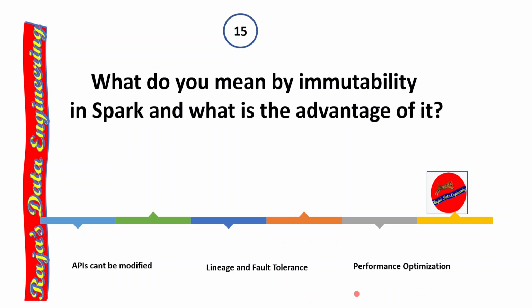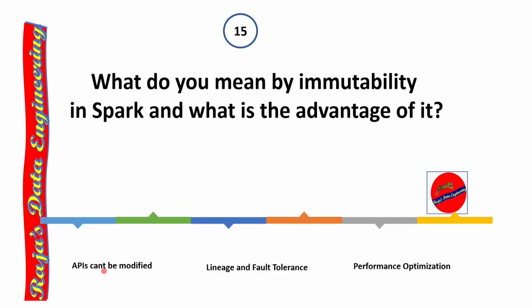Moving on to the next question, what do you mean by immutability in Spark, and what is the advantage of that? For this one, I already talked about this. This is also one of the generic questions. So immutability means the data structures cannot be modified within Spark. Let's say we have a data frame or RDD, and we apply a certain transformation on top of that. It is not going to modify the existing data frame. It is always going to create a new data frame with the applied logic. So that is called immutability.